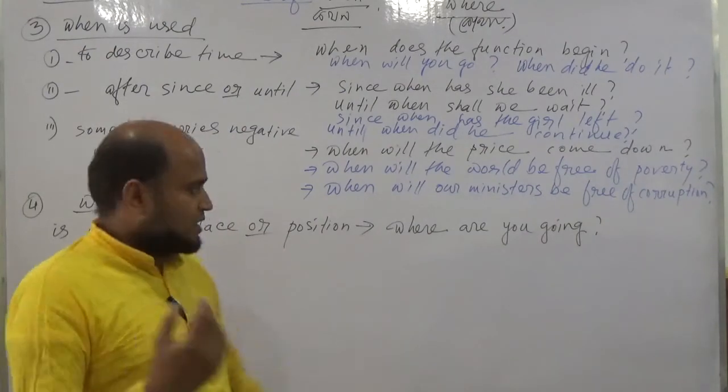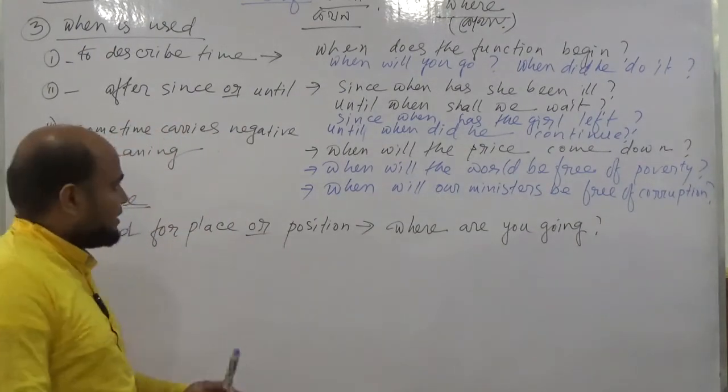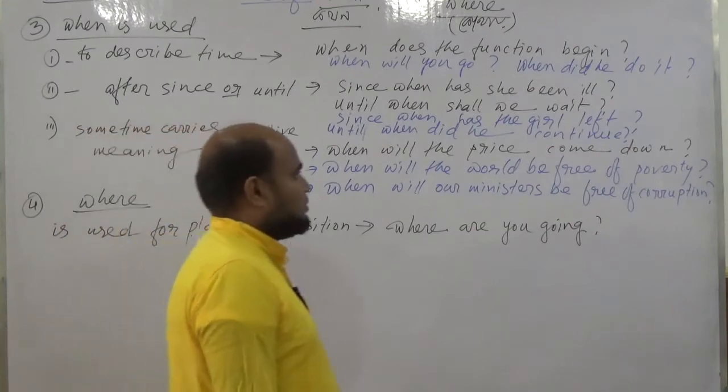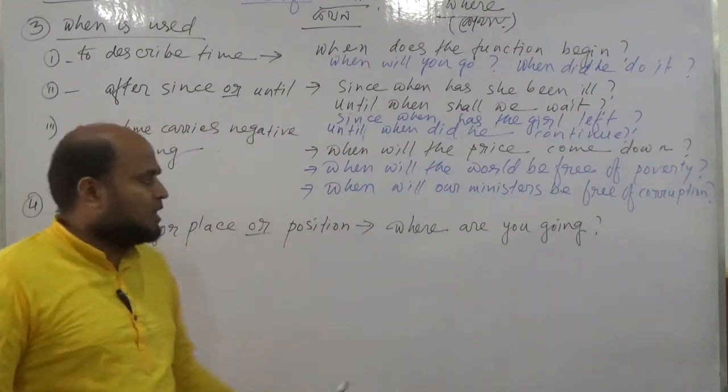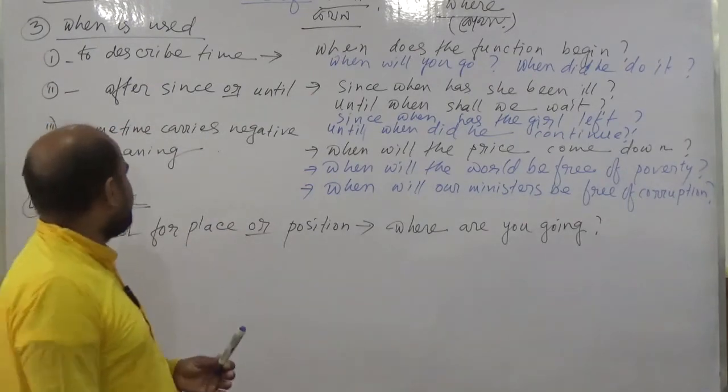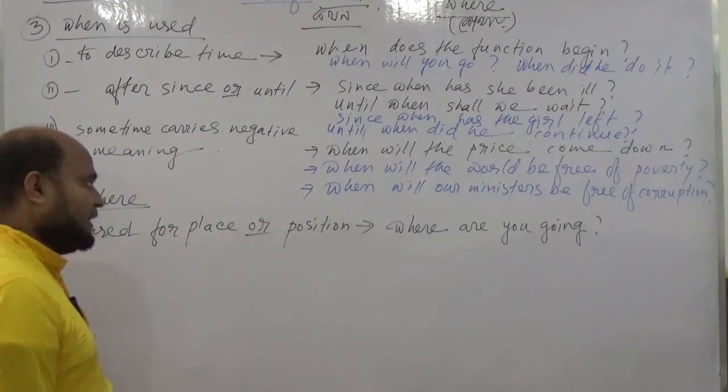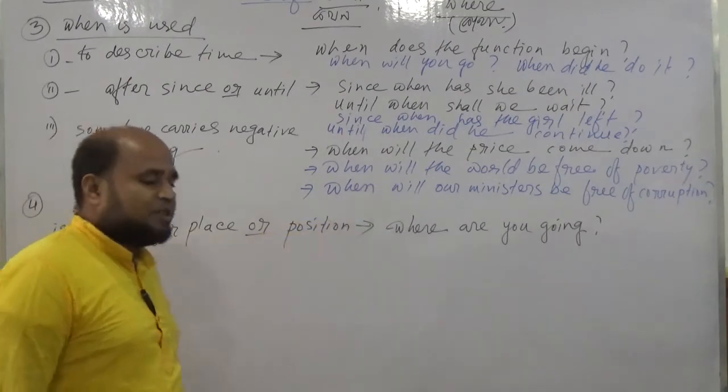So we can make questions. When we make the question, when will our ministers be free of corruption? We know the answer will be negative. So to describe the negative sense, negative meaning, we can use when in such kind of sentence.